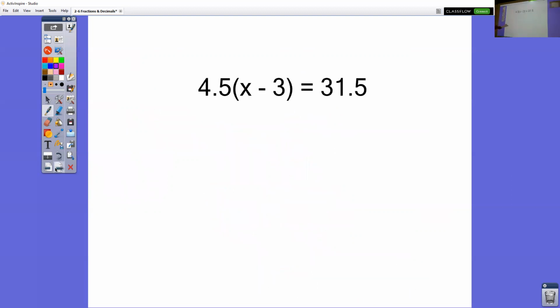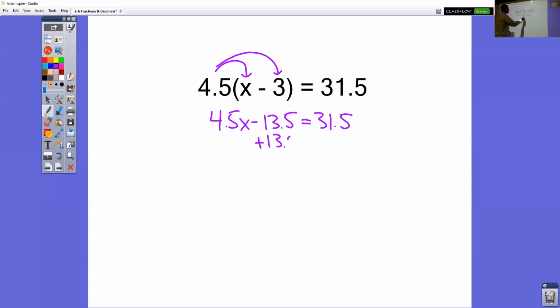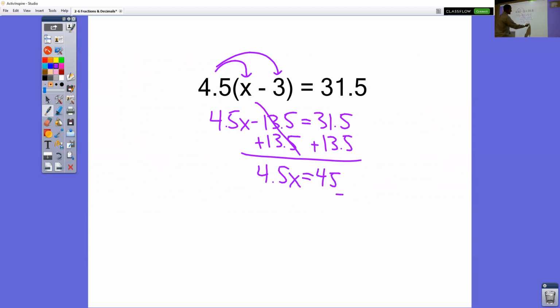Take a look at this one. This one has decimals and the distributive property. We want to take the number outside and multiply by both of the things inside. So we have 4.5x minus 13.5 equals 31.5. Now you just have a two-step equation. Plus 13.5, plus 13.5. So we have 4.5x equals 45. Divide by 4.5, divide by 4.5. Top divided by bottom, 45 divided by 4.5 gives you an answer of 10.